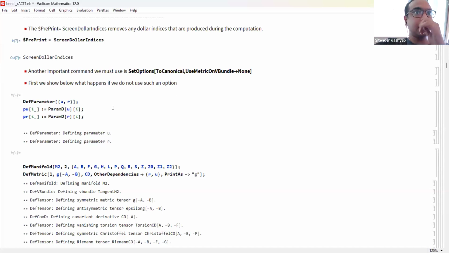So before that, let's define two parameters U and R, which are the coordinates of the four-dimensional metric or of the space-time. These will enter as parameters in the two-dimensional theory that we are considering. So the idea is we define a two-dimensional manifold M2, with these indices, and it has a metric which has determinant +1, the signature is +1, and it has covariant derivative represented by CD, and we will print it as G. And note that there are extra dependencies on this, which are R and U. These are treated as the parameters. So let's run this.